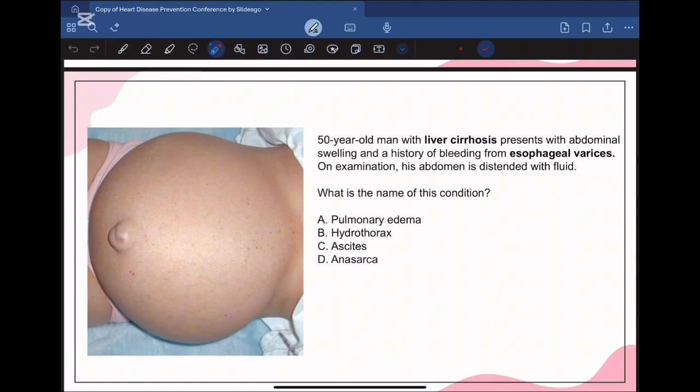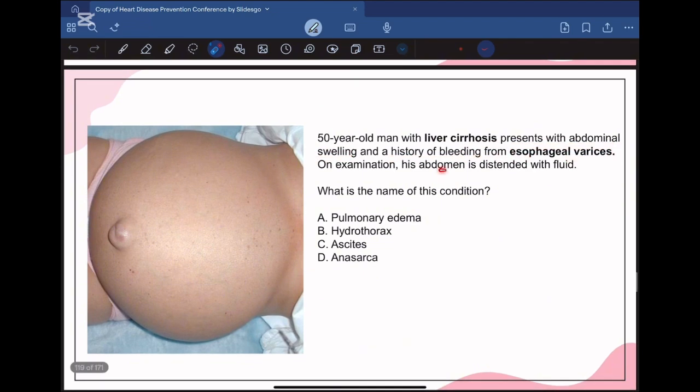Now let's talk about the different locations that edema could happen. In each location we have a different name. Let's read the question together. A 50-year-old man with liver cirrhosis presents with abdominal swelling and history of bleeding from esophageal varices. On examination, his abdomen is distended with fluid, and this is the picture that was mentioned. What is the name of the condition? Okay, what do you think is the right answer?